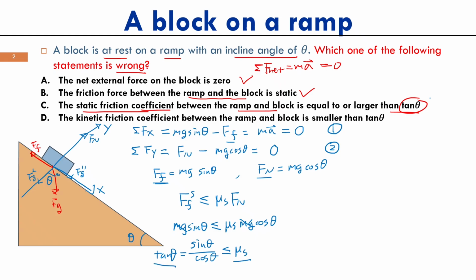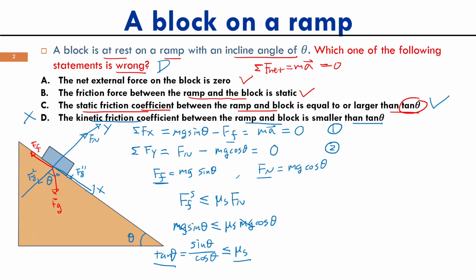So this statement is also correct. So that means option D is wrong. That means the correct answer is D. So let's see what D says. D says the kinetic friction coefficient between the ramp and the block is smaller than tangent theta.